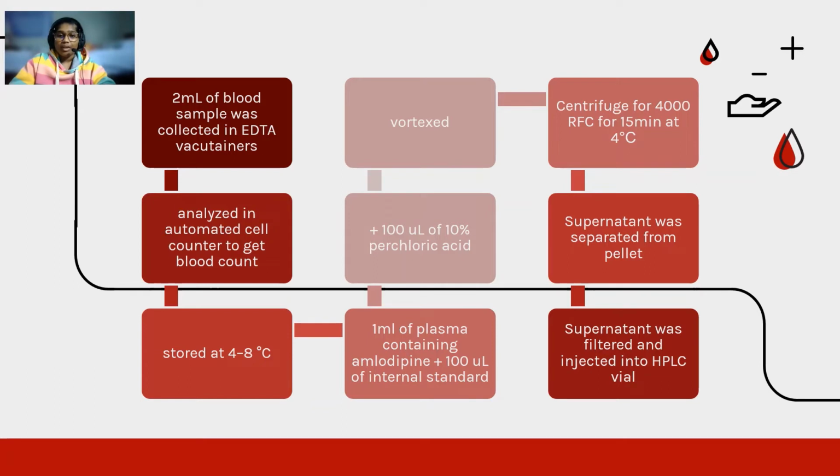So first, 2 ml of blood sample will be collected and then stored in EDTA vacutainers. EDTA vacutainer is a tube that is coated with EDTA. EDTA functions by inhibiting the coagulation process by removing the calcium in the blood. This will reduce the platelet activation and will protect the platelets when the blood comes into contact with the inner surface of the tube. Then the blood is analyzed in an automated cell counter to get the blood count.